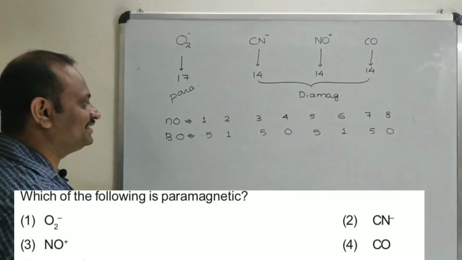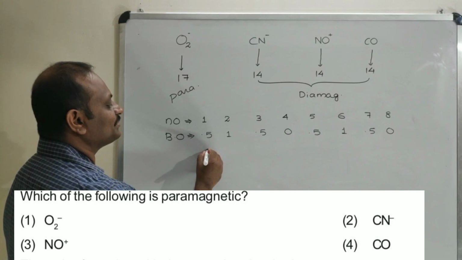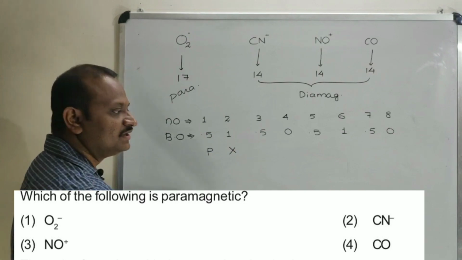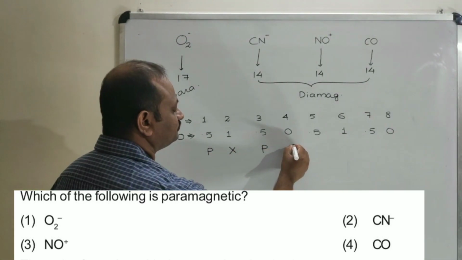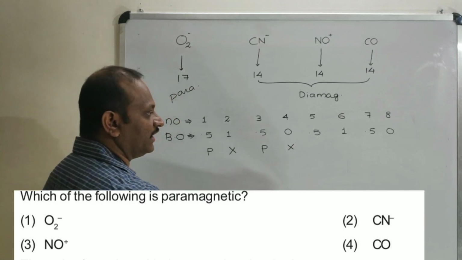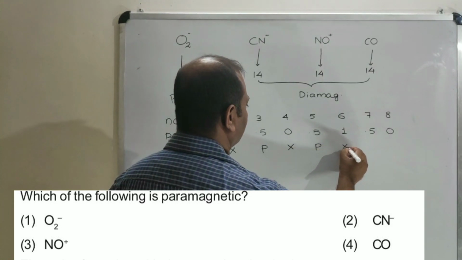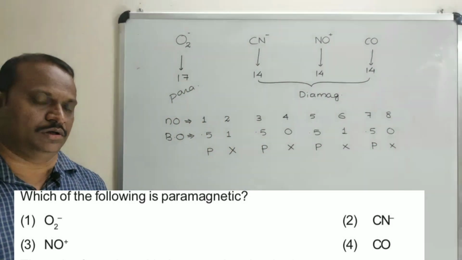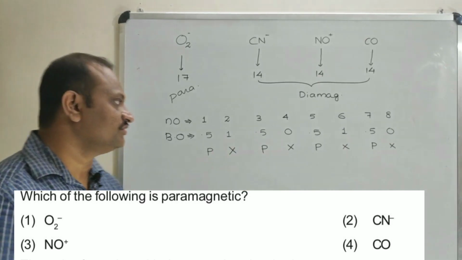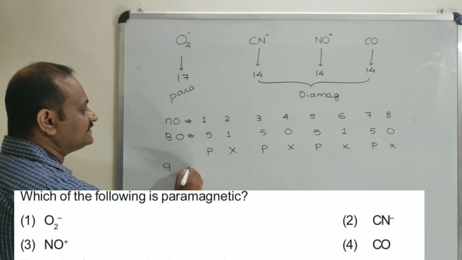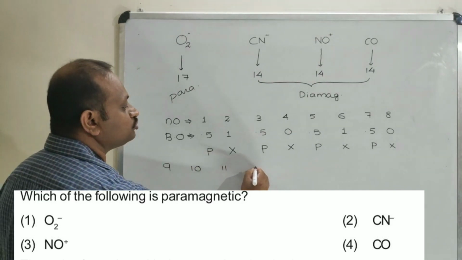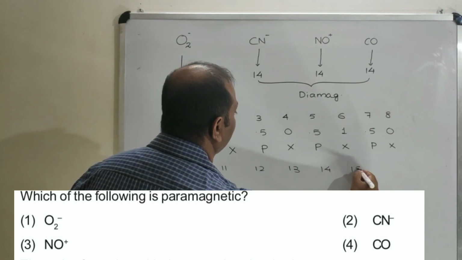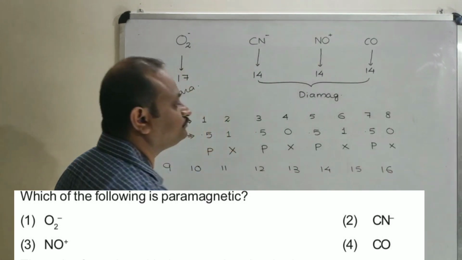See, magnetic moment will be, this is paramagnetic. This is diamagnetic. This is paramagnetic. This is diamagnetic. Next again, this is paramagnetic, diamagnetic, paramagnetic, diamagnetic. Up to 8, that is over. But after 8, see to that. We have a 9, 10, 11, 12, 13, 14, 15, 16.